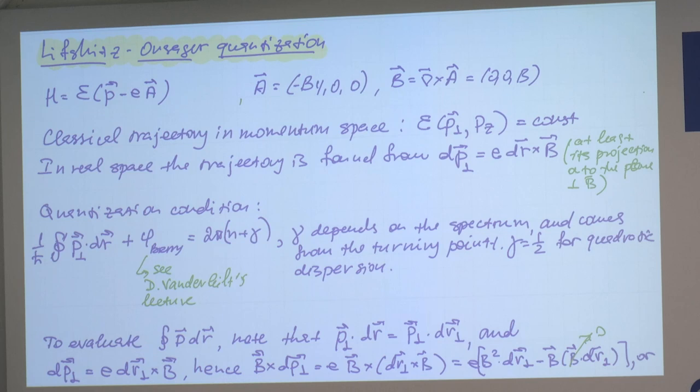Okay, so we will not use it, but it can be chosen as the vector potential, and the magnetic field points in the z direction. We choose the direction to be along the magnetic field. Okay, so as we discussed, the trajectory in momentum space goes along an isoenergetic surface with given pz. The real space trajectory, at least its projection onto the plane perpendicular to B, is related to the trajectory in the momentum space by this force equation, essentially.